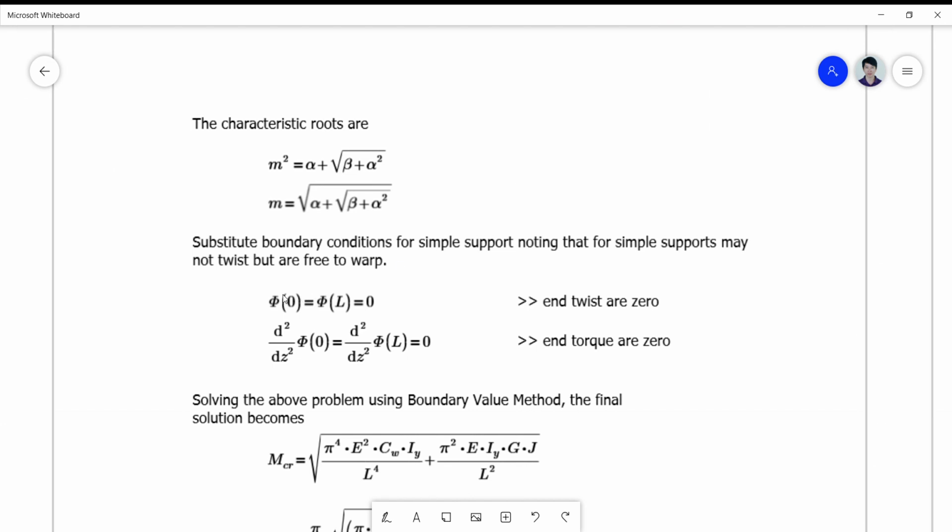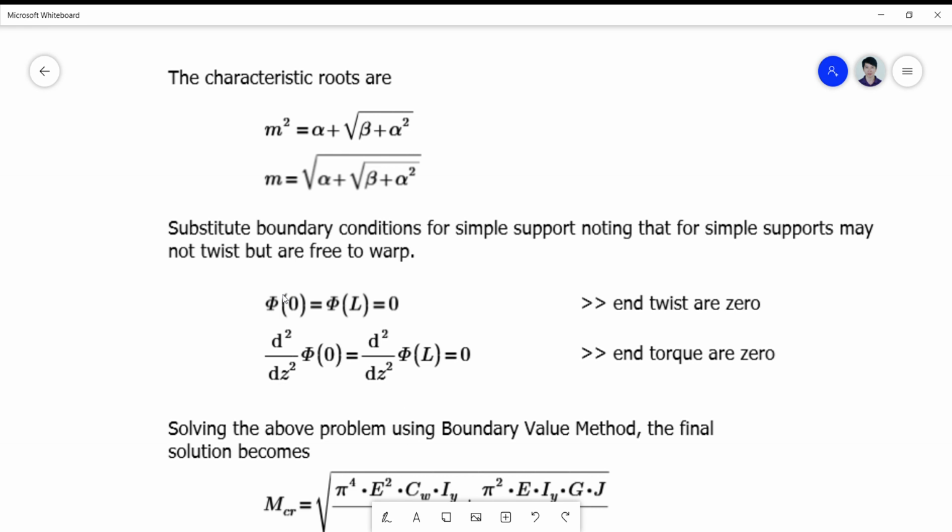Hence, by simply substituting the boundary conditions for a simply supported beam, noting that for simple supports there is no twist involved, but the section is still free to warp. In such case, the values of the angle of twist at the boundaries z equals 0 and z equals L will be equal to 0, and the second derivative of the angle of twist will also become 0, noting that there is no twisting happening at the boundaries, neither is torque applied at the boundaries.